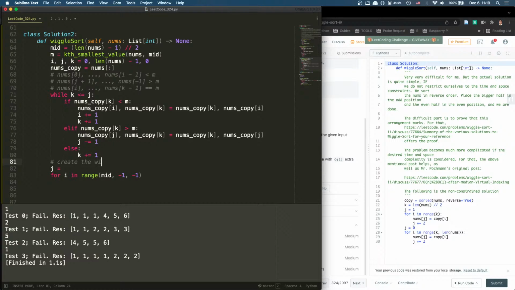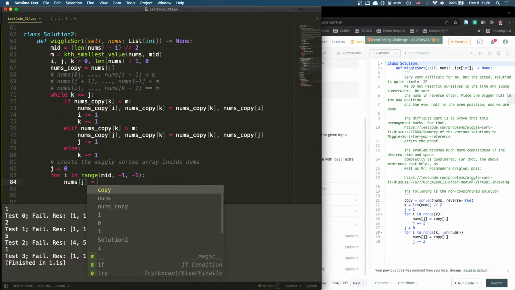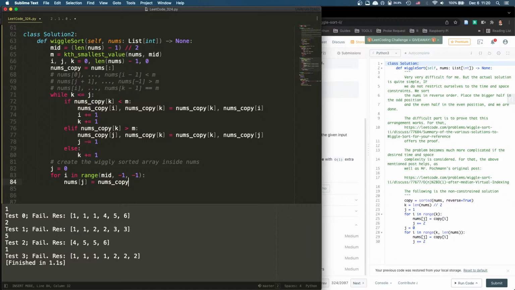Create the wiggly sorted array inside nums. Okay, so J is going to start from 0 because they are put into the evenly positioned value. So we just say nums J, right, equal to nums copy I, right? So nums copy I, and then J plus equal to 2. And the next one come up, so we'll go mid, and then mid -1 all the way down to 0, right? So that's to the odd, even.